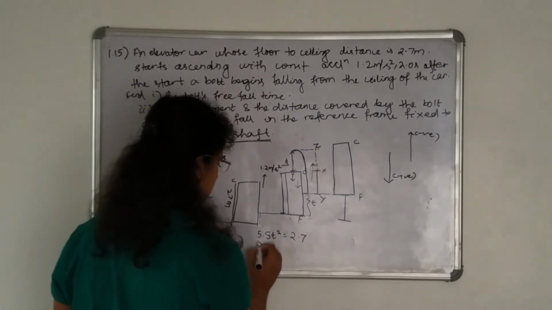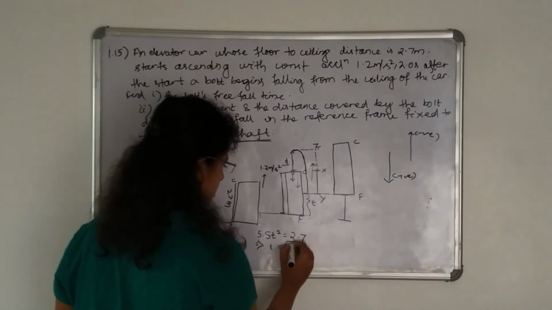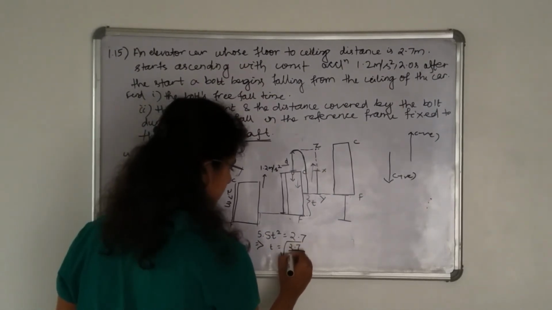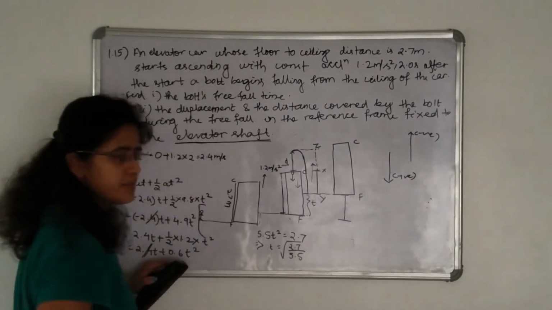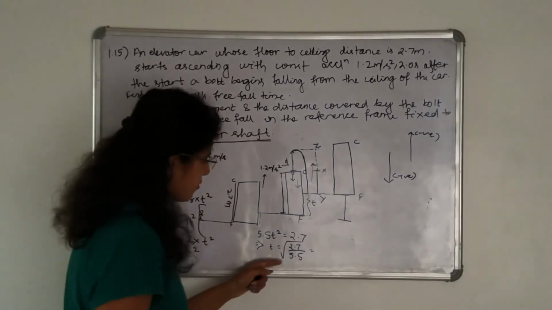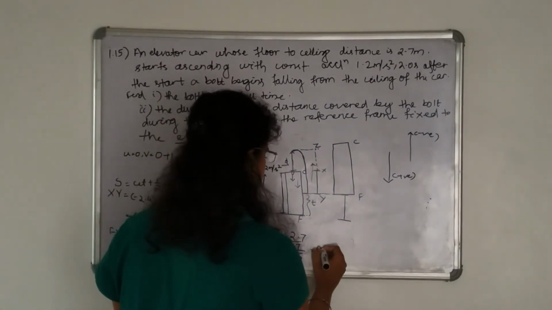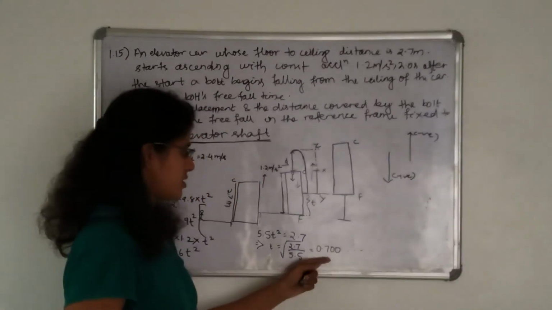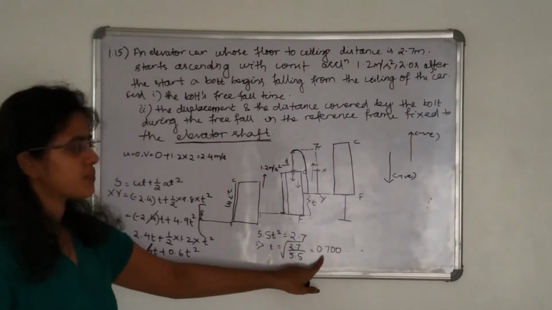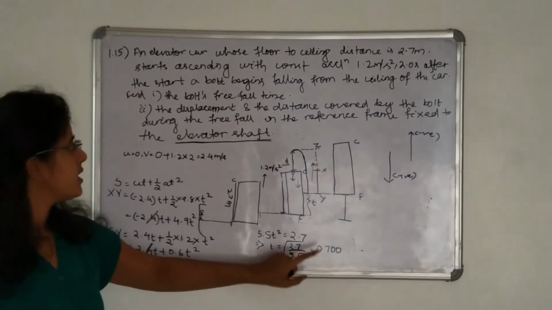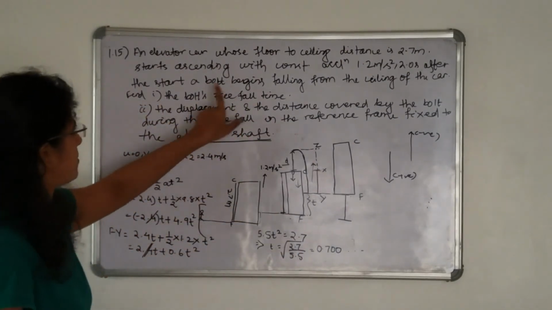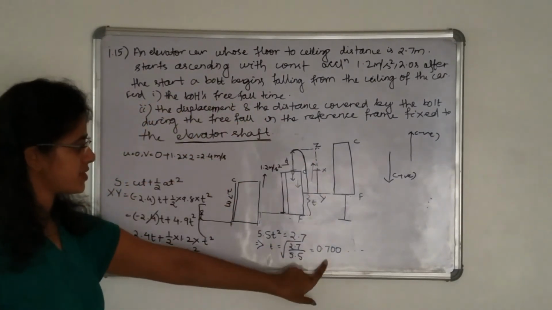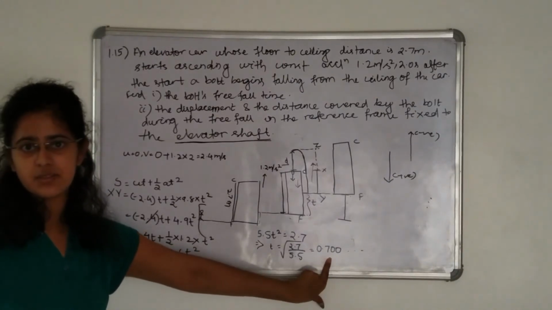Okay. So t is how much? 2.7 divided by 5.5. If you calculate this, it comes like 0.700 something. So we can round it up to 0.7 second. Okay. So the first question is solved. That is the board's free fall time is 0.7 second.